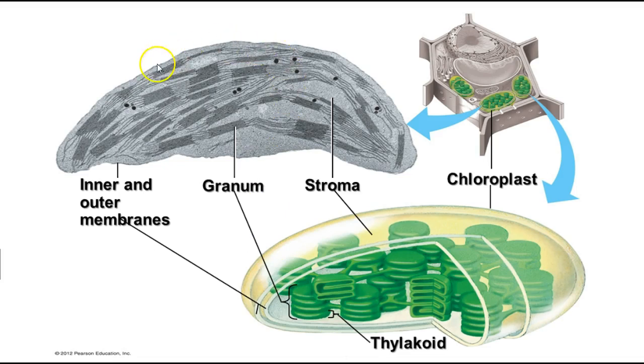Here's a micrograph of a chloroplast, as well as a diagram of a chloroplast showing you the structure on the inside. You've got the outer membrane and the inner membrane, and then the stroma is the fluid on the inside, kind of like the matrix was in the mitochondrion. And then on the inside, you've got these stacks of membranes called thylakoids, where the chlorophyll is located and where the beginning part of the reactions of photosynthesis take place. We'll learn a lot more details about how this works in a future unit.